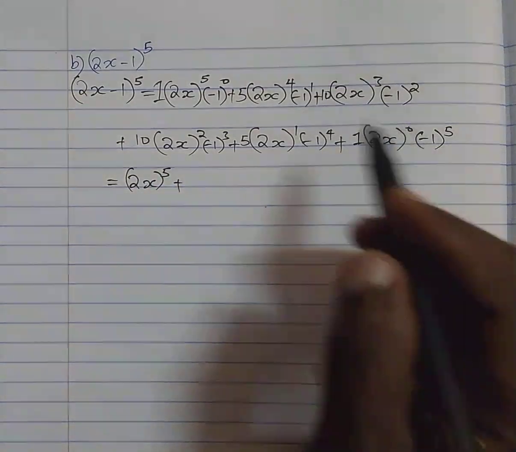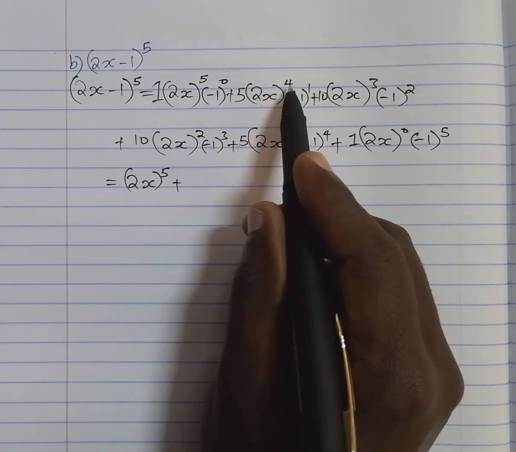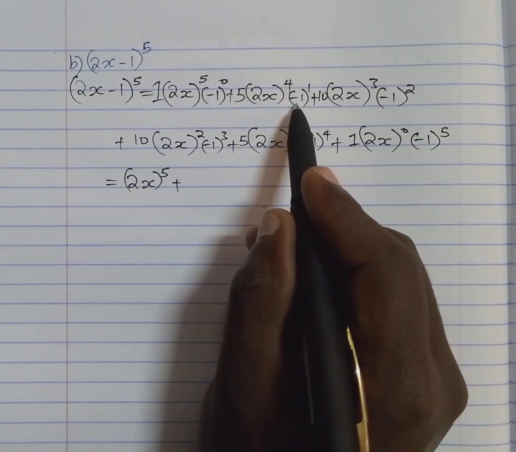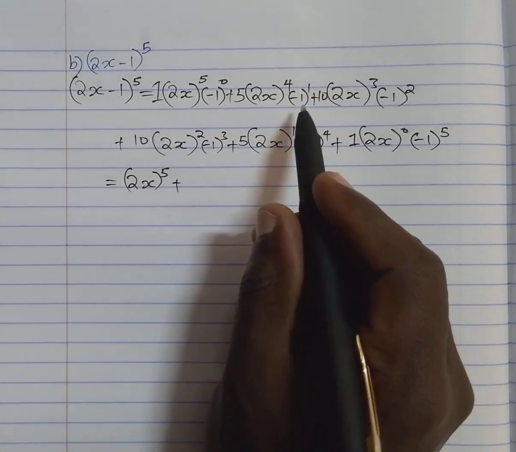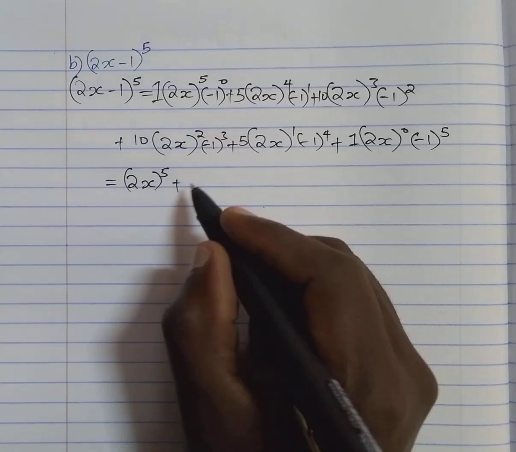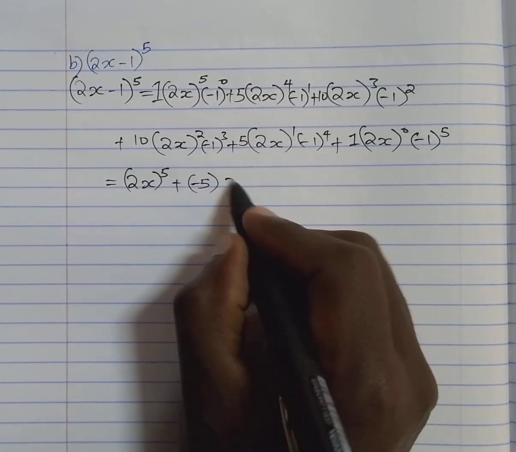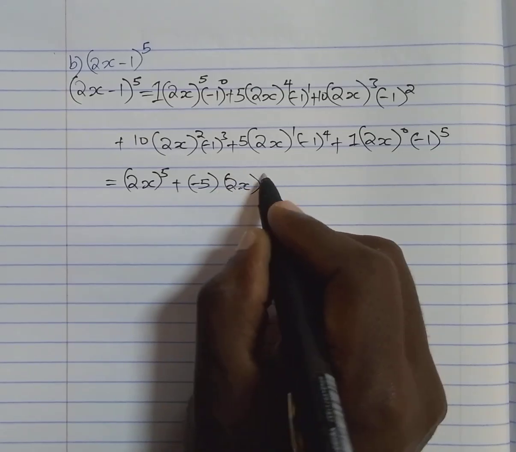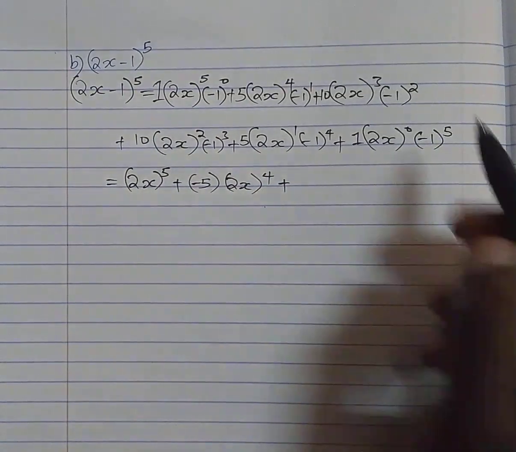Plus, this one is 5 multiplied by (2x) to the power of 4 multiplied by negative 1 to the power of 1, which will remain negative 1. So we have negative 1 multiplied by 5, which is negative 5, multiplied by (2x) to the power of 4. And then afterwards, we have another plus here.